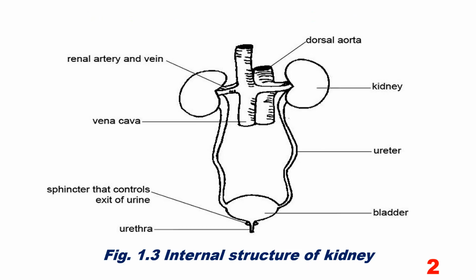Looking at this, this is the internal structure of the urinary system. This is what we call the dorsal aorta. It comes directly from the heart. It carries blood from the heart and it branches into the two kidneys. This is one pipe called the renal artery, and this is the renal vein. The upper one is the renal artery. The downward one is the renal vein.